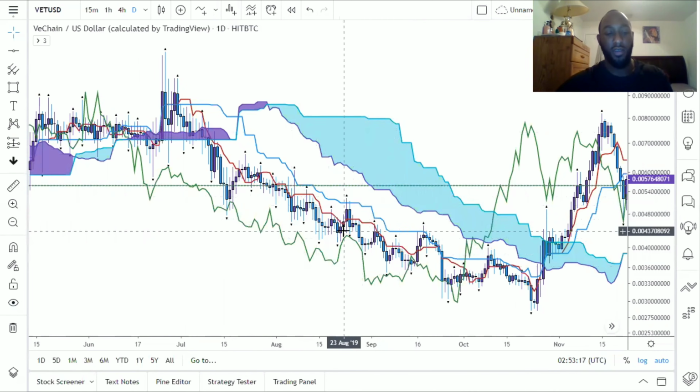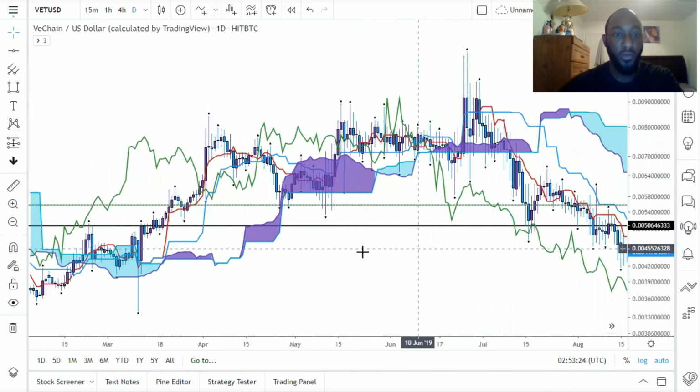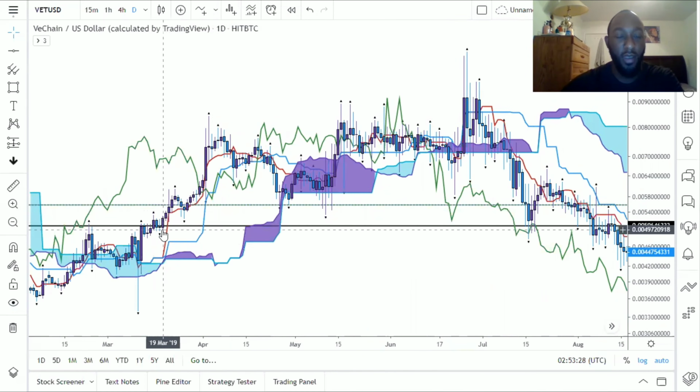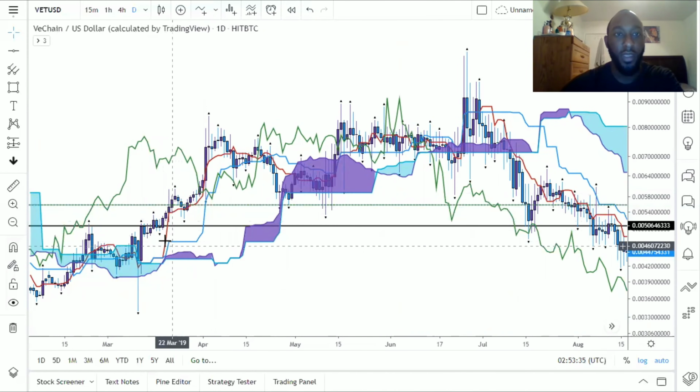Let's go ahead. Let's see. Let's put this line back on. So it touched in here. Let's go back even further. You see that this same line, this Kumo line, played its role back in the past. So this area is a strong area of support and resistance.